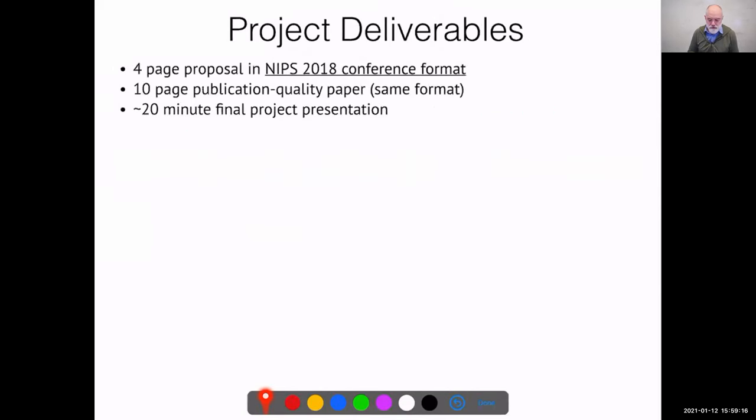The deliverables, besides the software, are write-ups that use modern conference formatting, LaTeX, so on and so forth. So we'll write a 4-page proposal in NeurIPS conference format, and a 10-page publication quality paper in the same format, basically due at the final exam period. And then depending on the size of the course, there'll be something like a 20-minute final presentation where you discuss publicly what you did.